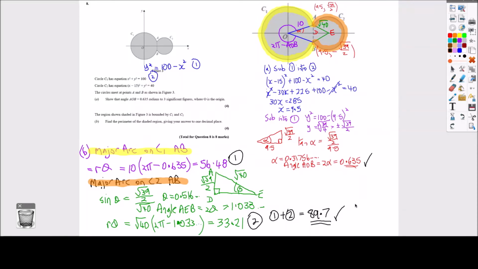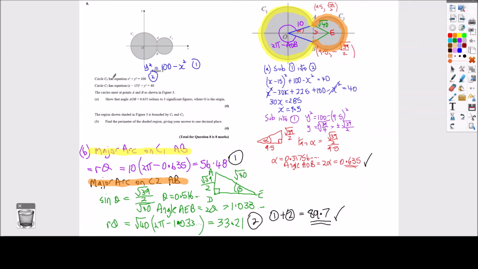So we've got the two circles C1 and C2, and they intersect at A and B. The first thing we're going to try and do is work out the coordinates of A and B, and those are where the two circles intersect. So we're going to solve the simultaneous equation where C1 equals C2.